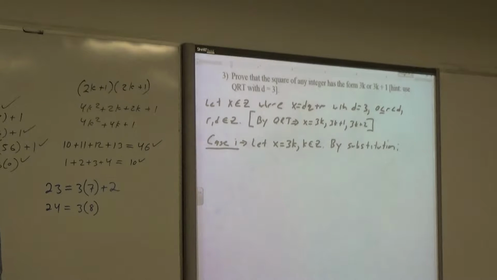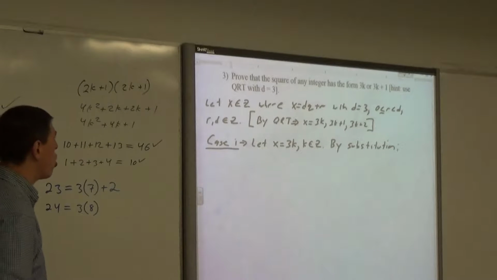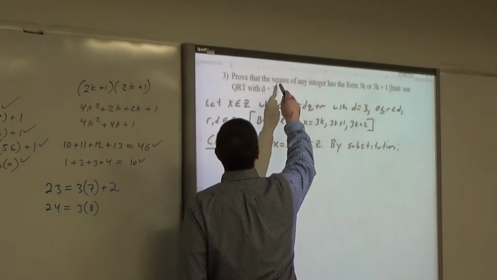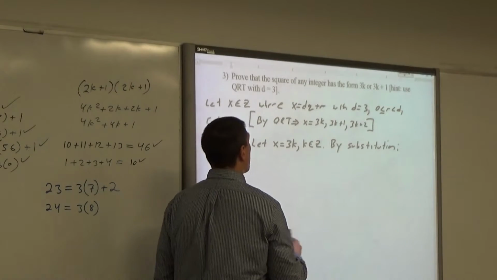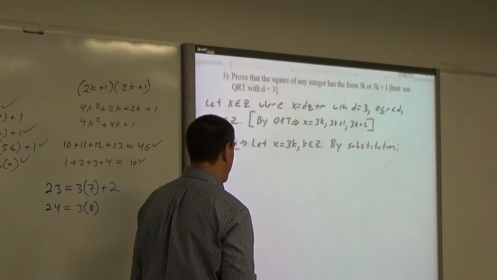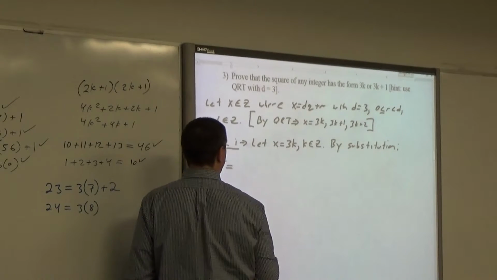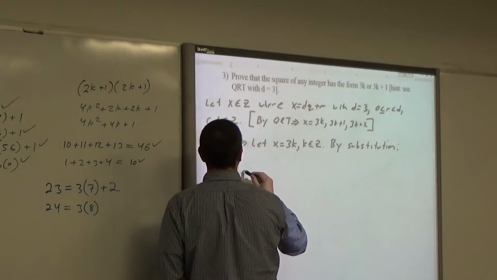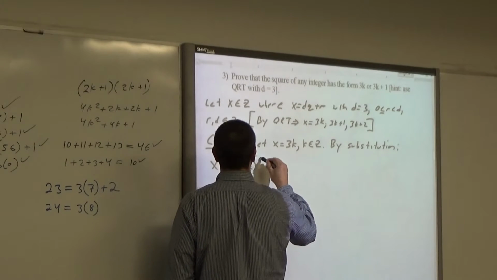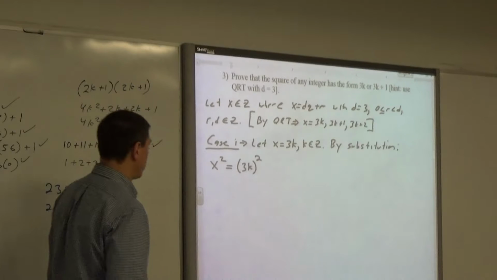What are we substituting into? Either of them, 3k or 3k plus 1. Unfortunately not r. Good try. Because that's what we want to end up with. We're going to substitute into x squared, right guys? Because aren't we trying to show that the square of some integer has the form 3k or 3k plus 1? Okay, so by substitution, x squared, since x is equal to 3k, is equal to 3k quantity squared.